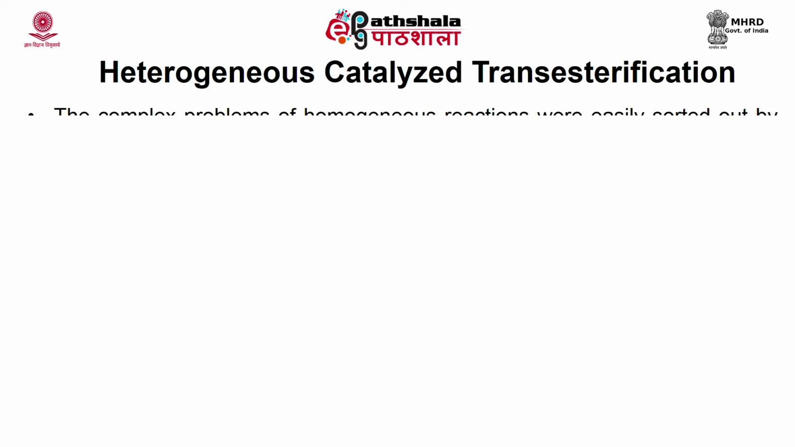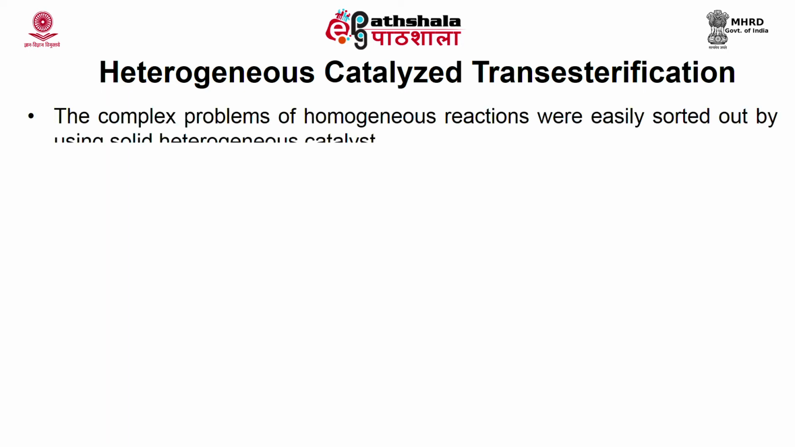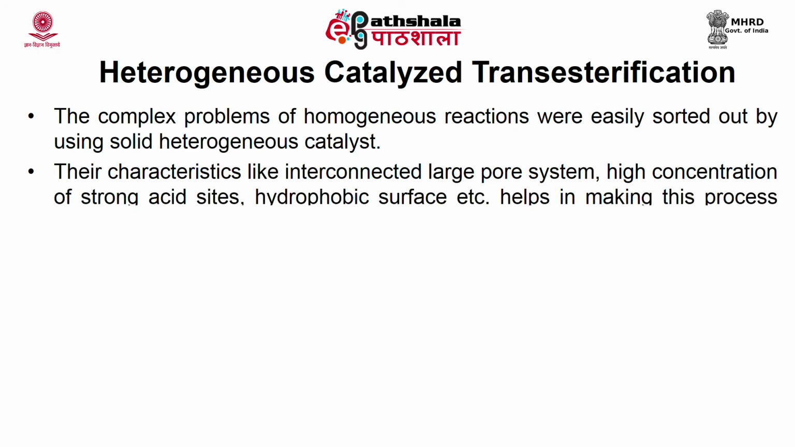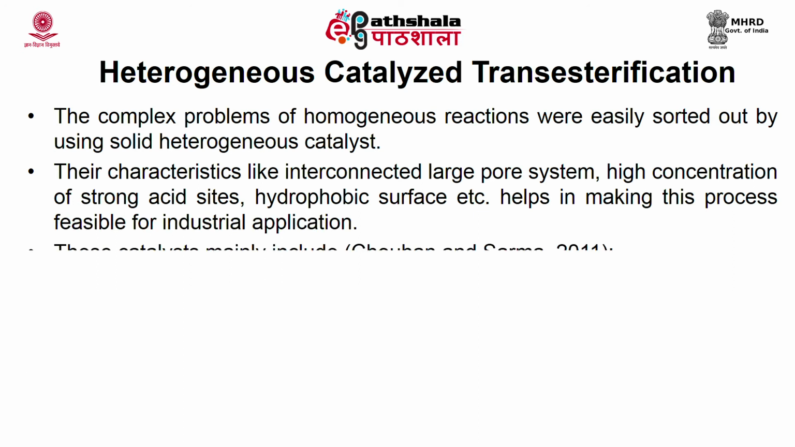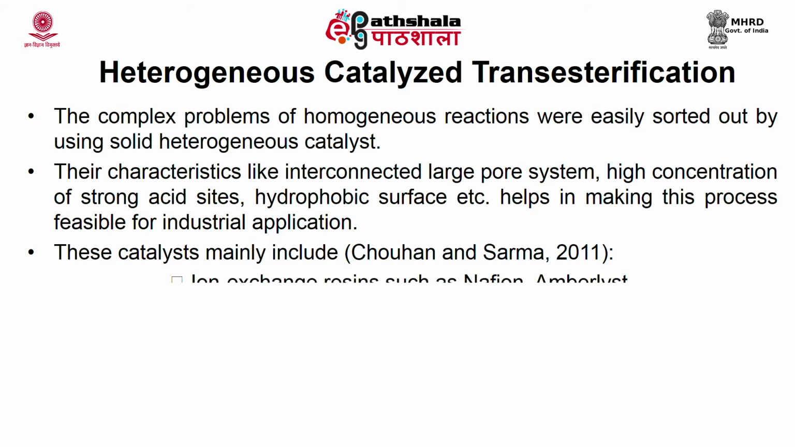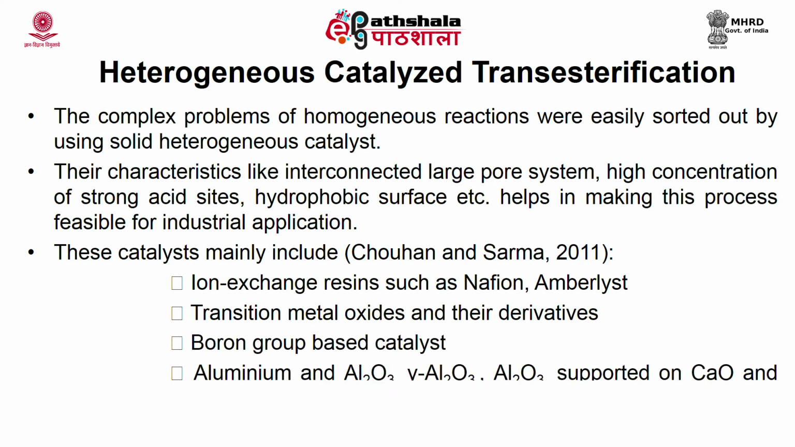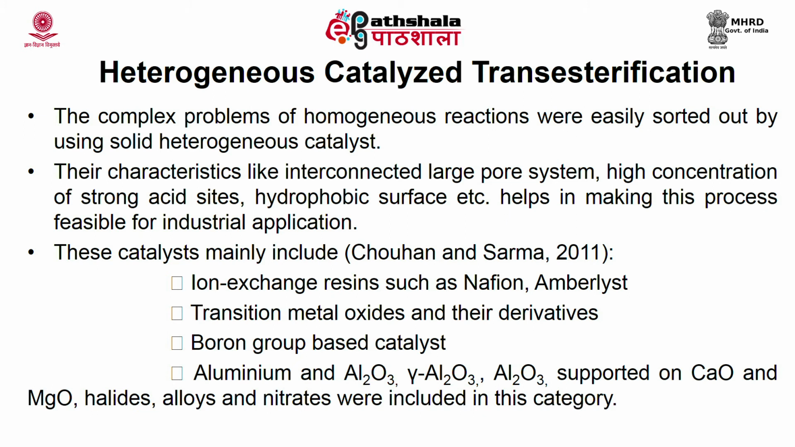The complex problems of homogeneous reaction were easily sorted out by using solid heterogeneous catalysts. Their characteristics like an interconnected large pore system, high concentration of strong acid sites, hydrophobic surface, etc. help in making this process feasible for industrial application. These catalysts include ion exchange resins, transition metal oxides and their derivatives, some boron group based catalysts, alkaline earth metal oxide derivatives, carbon based catalysts, mixed metal oxides and derivatives, etc.